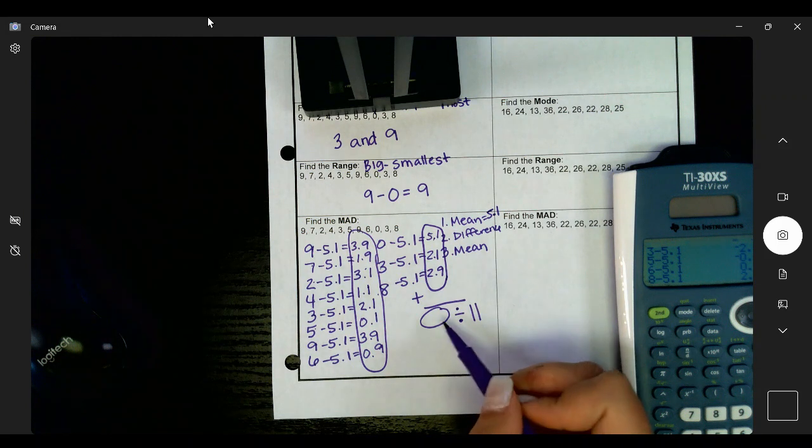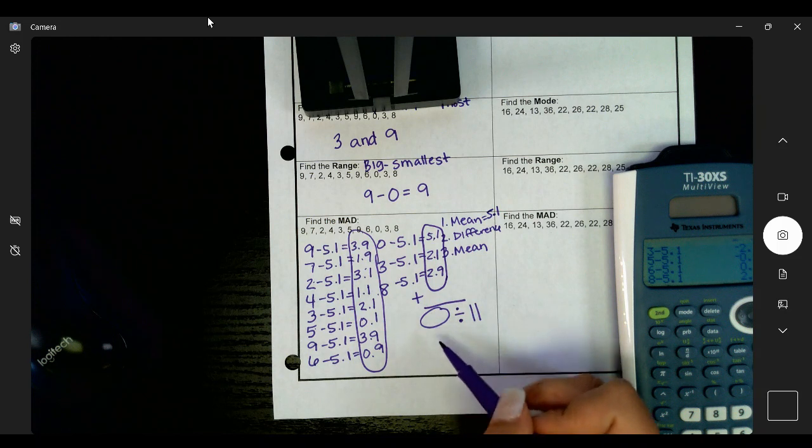I'm not going to tell you what the sum is because I want you to have some skin in the game, and I want you to have to figure it out for yourself, okay?